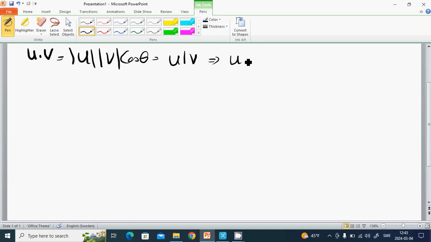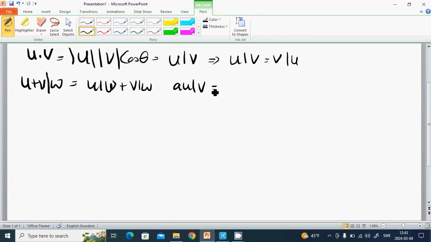Then we have u·v equals v·u, and (u plus v)·w equals u·w plus v·w, and (a u)·v equals a (u·v), and u·u is greater than or equal to 0, and u·u equals 0 only when u equals 0, otherwise it is greater than 0.